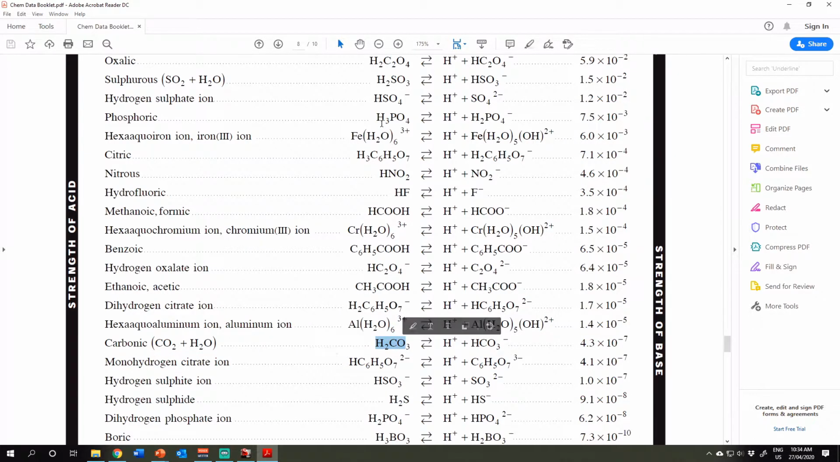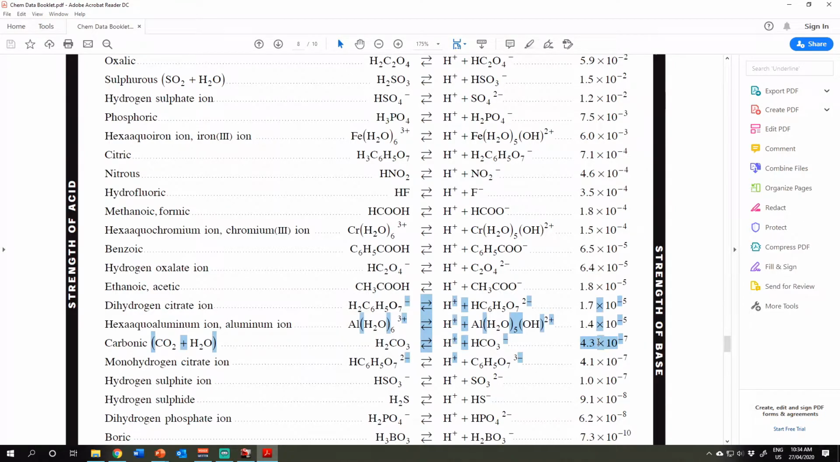So notice H2CO3 is below H3PO4, so H3PO4 is a stronger weak acid than H2CO3, and you can even compare their numbers. Here, the number is 7.5 times 10⁻³.